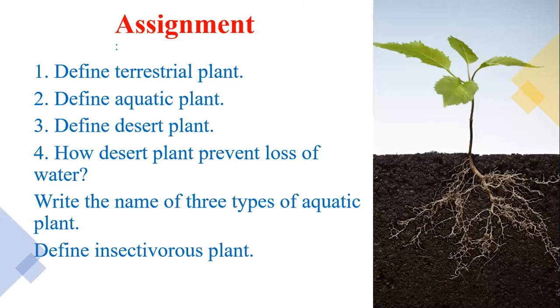So here we have an assignment. Answer the following question in your notebook. Number one, define terrestrial plants. Number two, define aquatic plant. Number three, define desert plant. Number four, how desert plant prevent loss of water. Number five, write the name of three types of aquatic plants. And number six, define insectivorous plant.